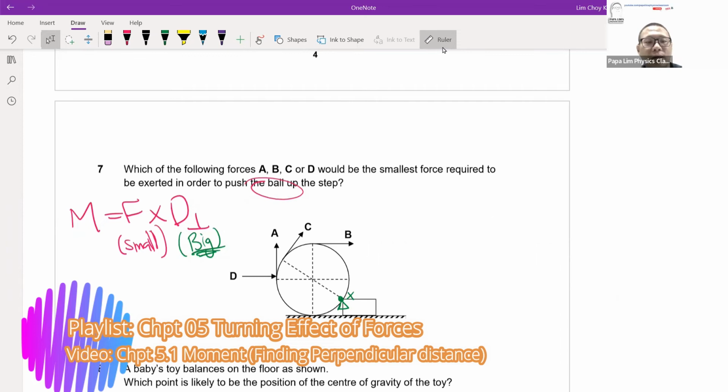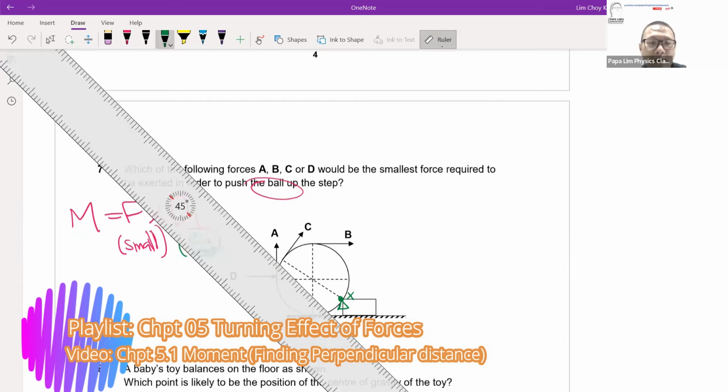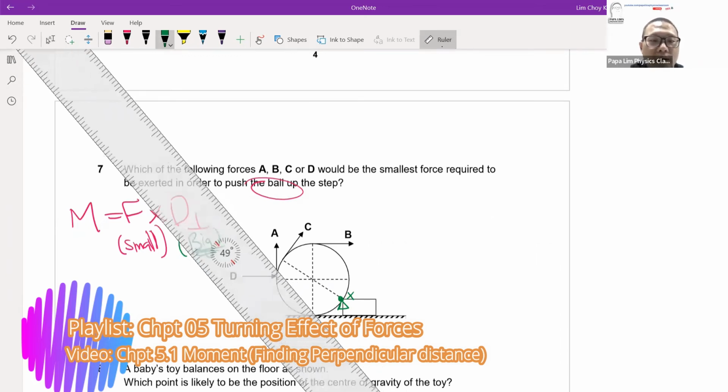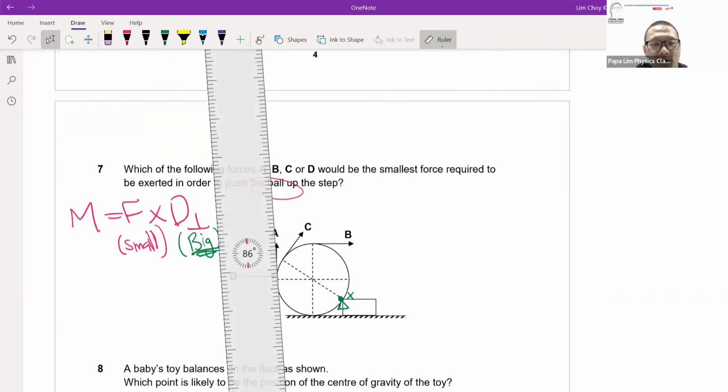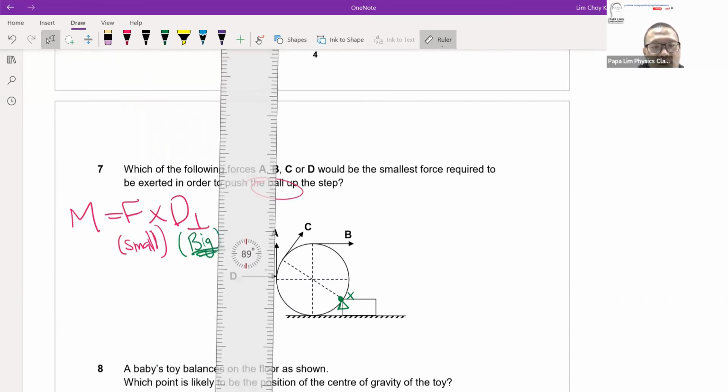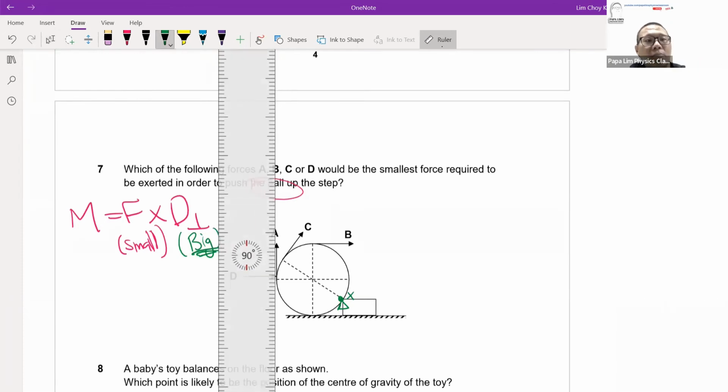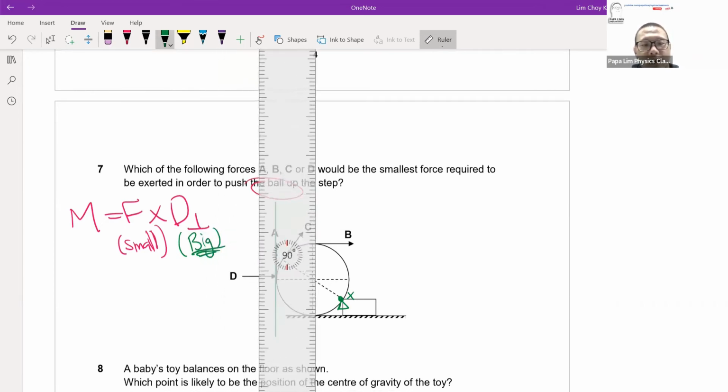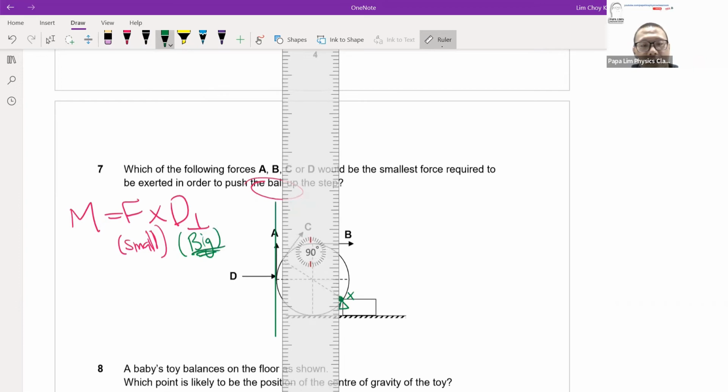Let's say, for example, I will be using force A. To find the perpendicular distance, what I normally do is look at the force and copy its line of action. The force is in this direction, along the vertical axis. So I copy this line and bring it in the exact same orientation, copy and paste, and I draw it at the pivot.